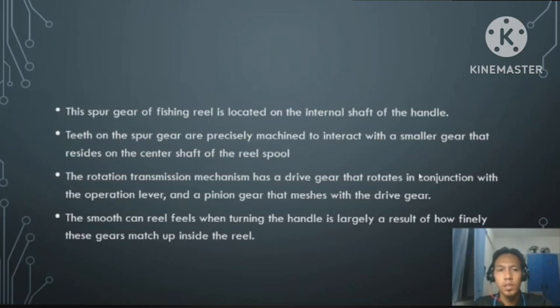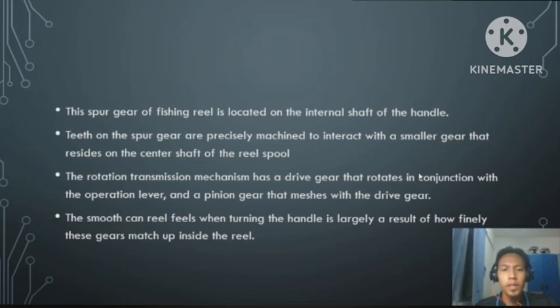Today I would like to present the justification of gear in a fishing reel. The first gear of a fishing reel is located on the internal shaft of the handle. Teeth of the spur gear are specially machined to interact with a smaller gear that resides on the center shaft of the reel spool. The rotation transmission mechanism has a drive gear that rotates in conjunction with the operation lever and a pinion gear that meshes with the drive gear.